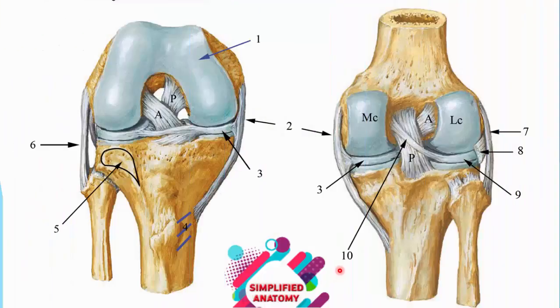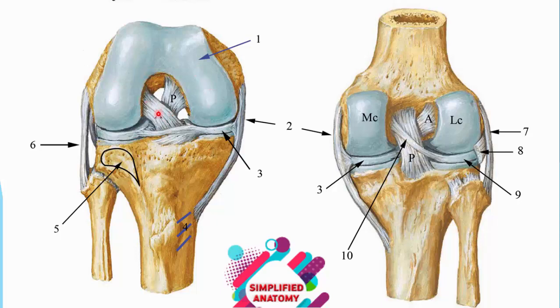This diagram showing the knee joint. This is posterior view and this is anterior view of a flexed knee. The femur is flexed, so this is the condyles of the femur. This is medial condyle and lateral condyle.